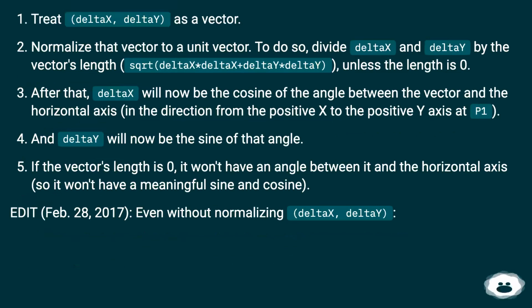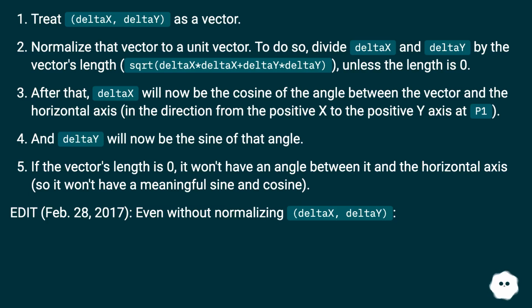To do so, divide delX and delY by the vector's length, sqrt(delX * delX + delY * delY), unless the length is 0. After that, delX will now be the cosine of the angle between the vector and the horizontal axis, in the direction from the positive x to the positive y-axis at P1. And delY will now be the sine of that angle. If the vector's length is 0, it won't have an angle between it and the horizontal axis, so it won't have a meaningful sine and cosine.